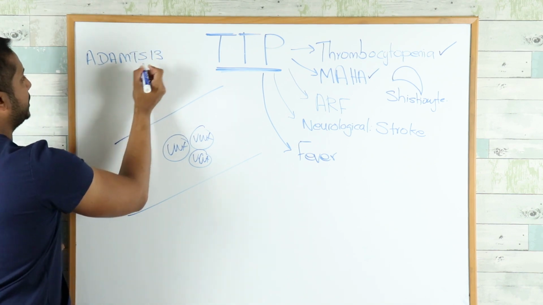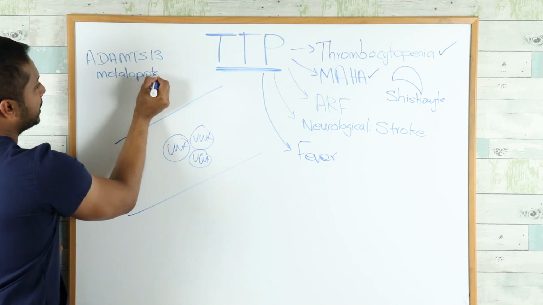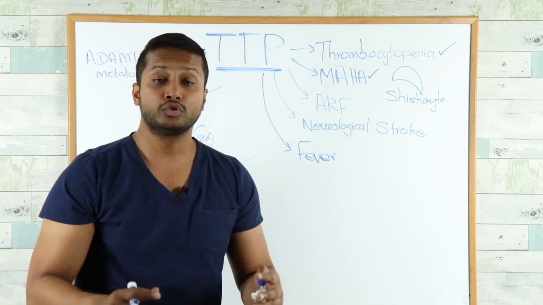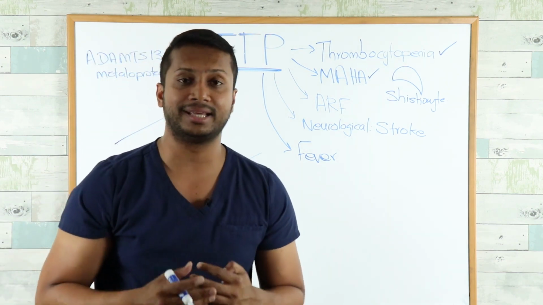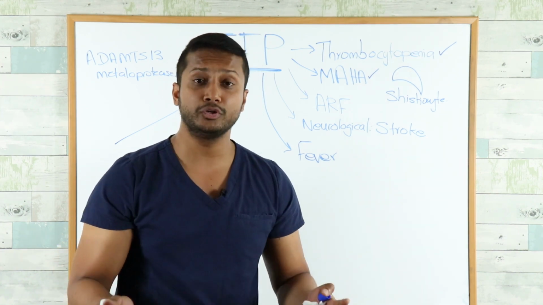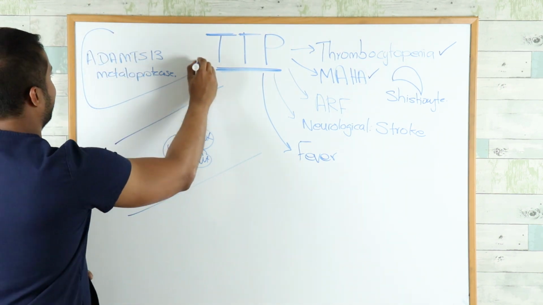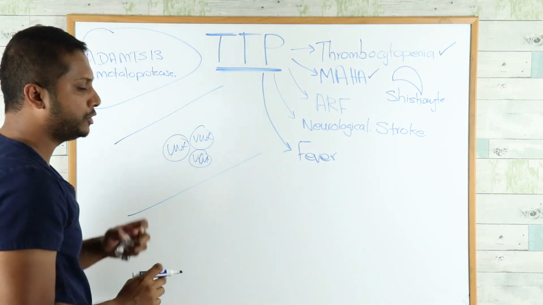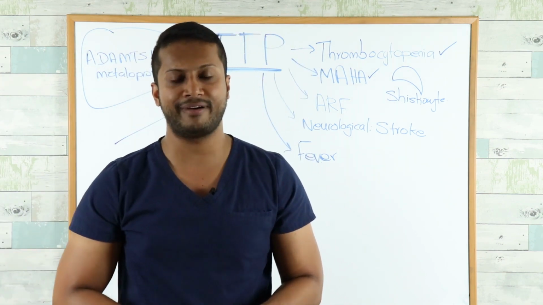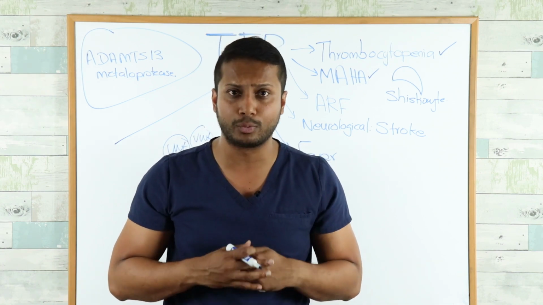ADAMTS13, also known as a metalloprotease. A protease breaks down proteins such as von Willebrand factor. So ADAMTS13 is the factor whose job is to break down von Willebrand factor. Who produces ADAMTS13 then? It is produced by the liver, guys. There we go. So your liver produces ADAMTS13, and its function is to break down von Willebrand factor. Okay, so let's say you're not breaking down your von Willebrand factor. So what's going to happen?